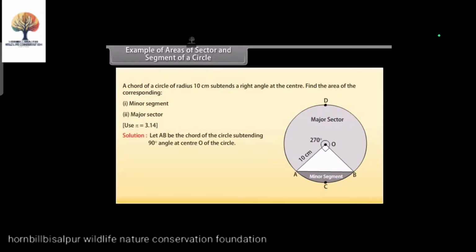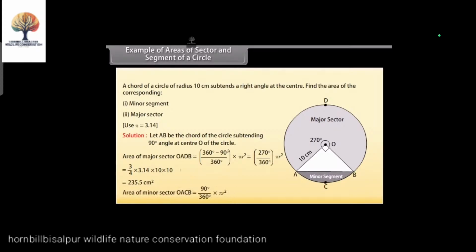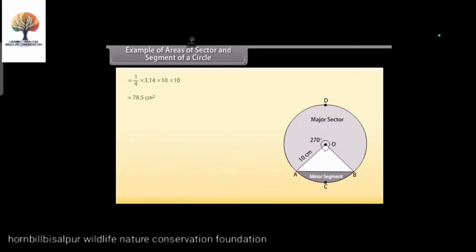Solution. Let AB be the chord of the circle subtending 90 degree angle at center O of the circle. Area of major sector OADB is equal to 360 degree minus 90 degree whole upon 360 degree into pi r square, which equals 270 degree upon 360 degree into pi r square, which is equal to 235.5 centimeters square. Area of minor sector OACB is equal to 90 degree upon 360 degree into pi r square, which is equal to 78.5 centimeters square.